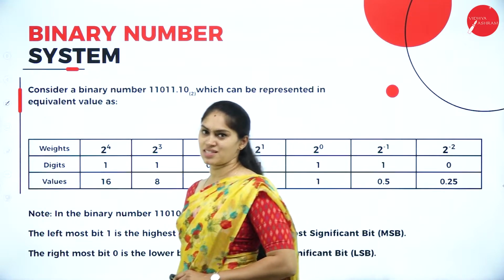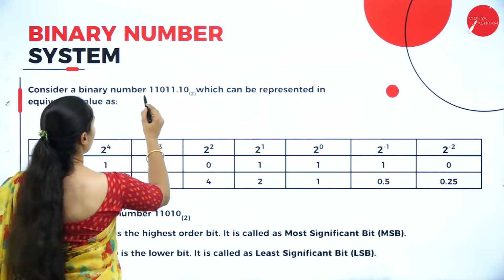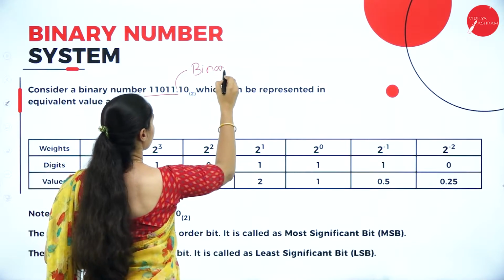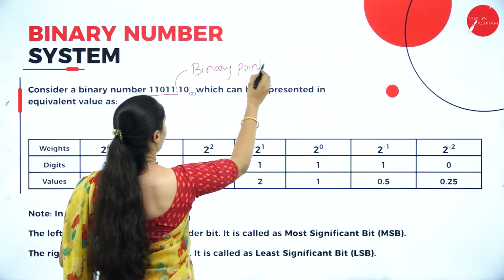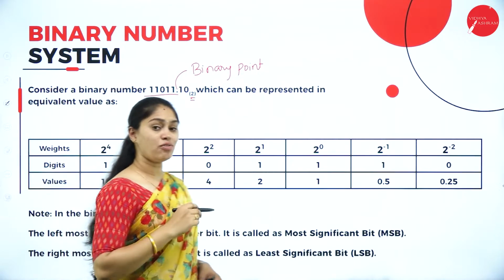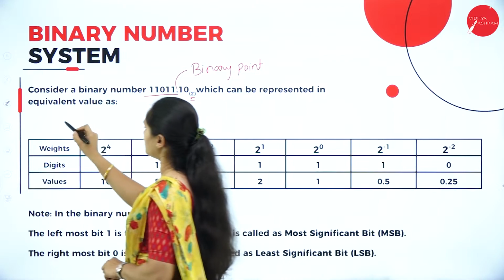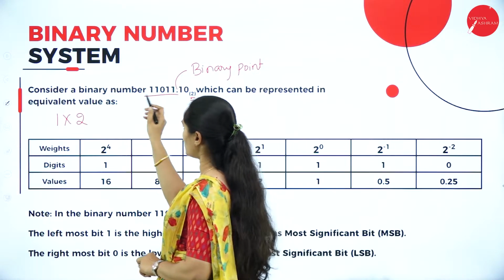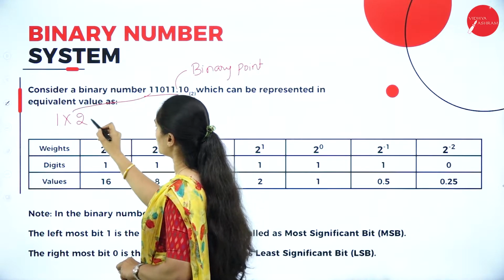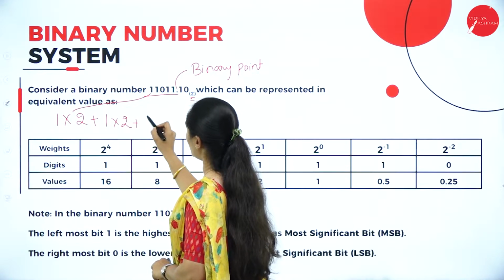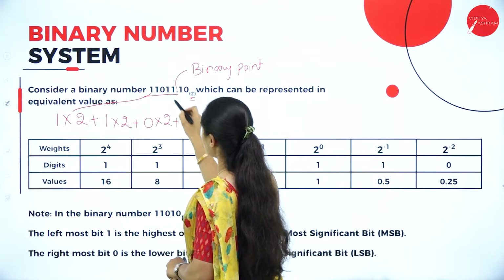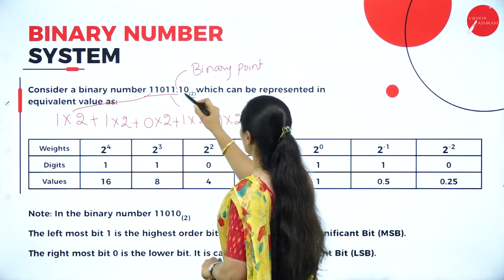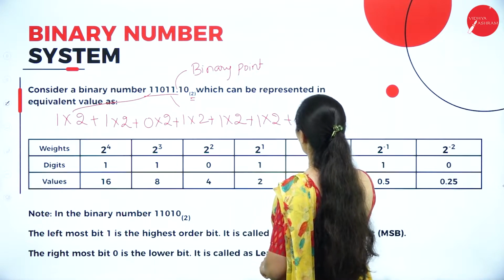So now we'll see its representation. Here I have an example, 11011 point 10 of base 2. That point is what we call the binary point. Then how are we going to represent it? First I have the number 1 into 2, which will be represented with a power of 2. So that's what I am writing: 1 into 2 plus 1 into 2 plus 0 into 2 plus 1 into 2 plus 1 into 2 plus 1 into 2 plus 0 into 2.